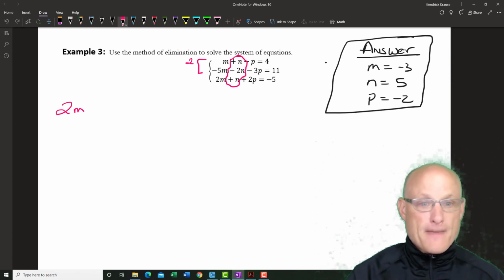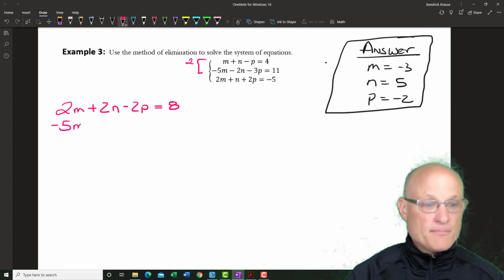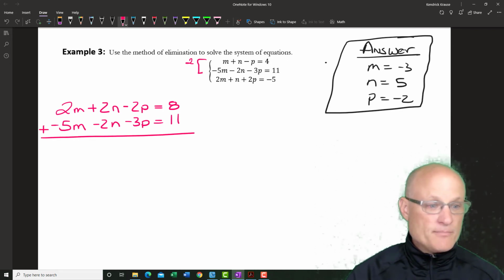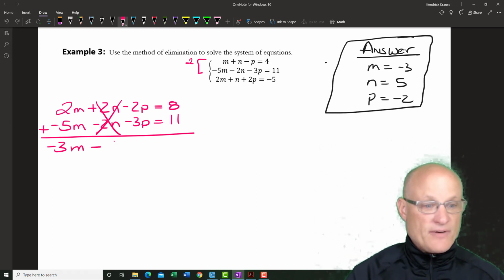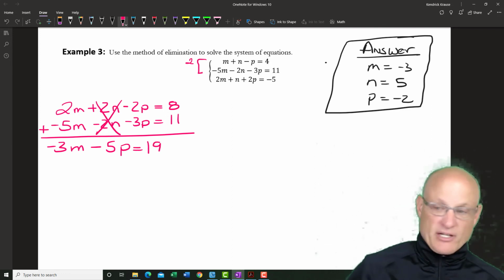So 2M. See, I'm going to do this in colors too, and I think that will make it a little bit easier. Minus 2P equals 8. And then the next equation I'm just going to write down. Minus 5M minus 2N minus 3P equals 11. And then we'll just add these up. Negative 3M. These go. Minus 5P equals 19. Numbers like 19 always scare me because they're prime.